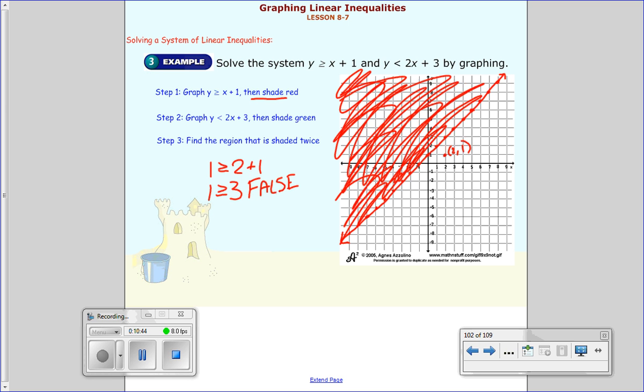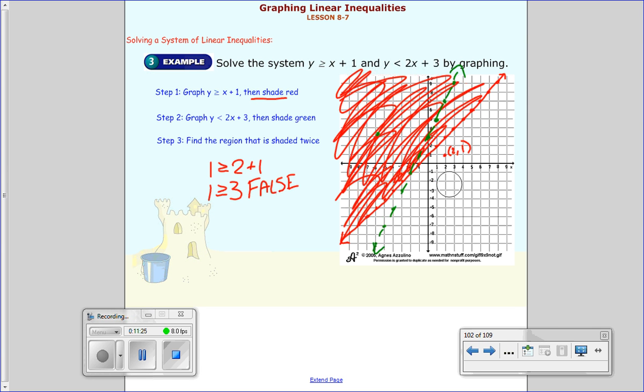Now, I'm going to have to do another one, so I want to do that in a different color. I'm going to do this one now in green. I have to do y is less than 2x plus 3. So I start at 3, and then I go up 2, over 1, and I do that. There we go. On this one, I use a dotted line because it's just less than. Now I have to shade the region that makes sense for this green one. It's either going to be over here or over there.